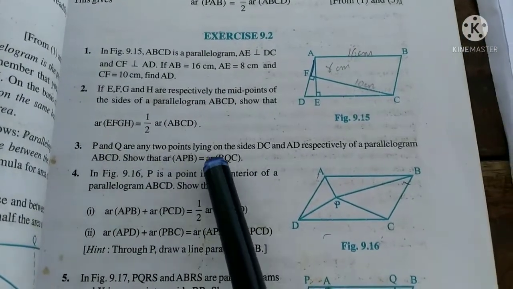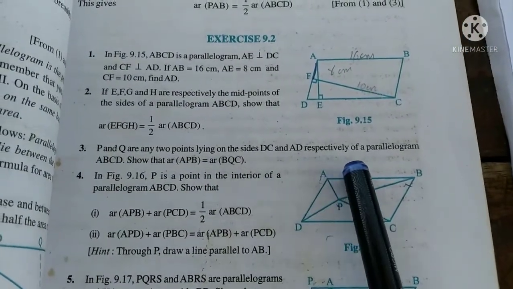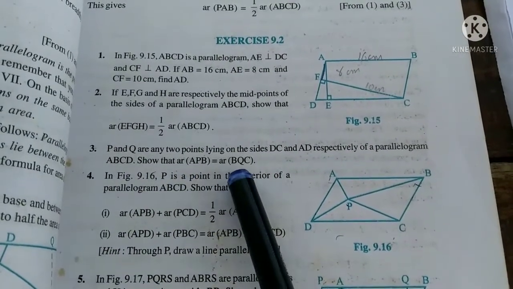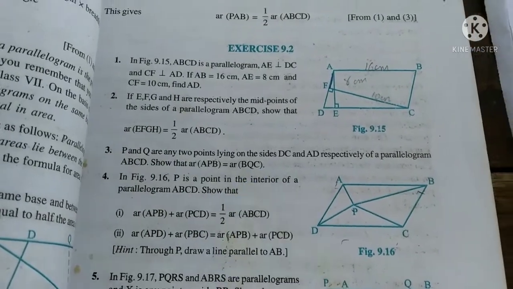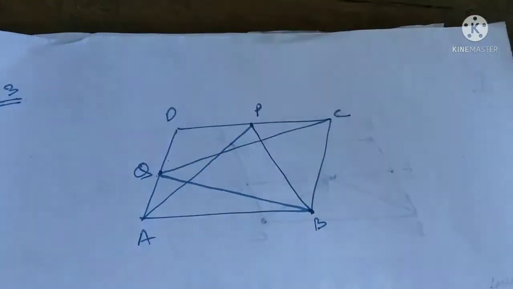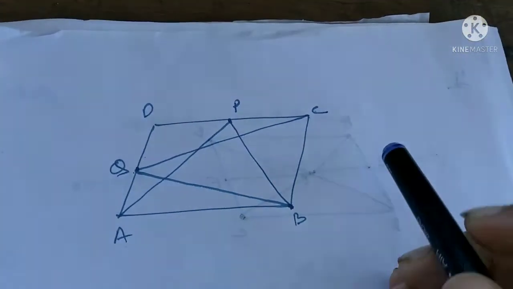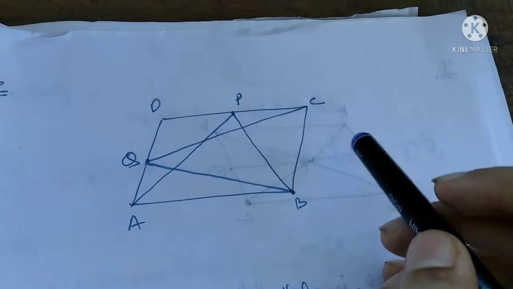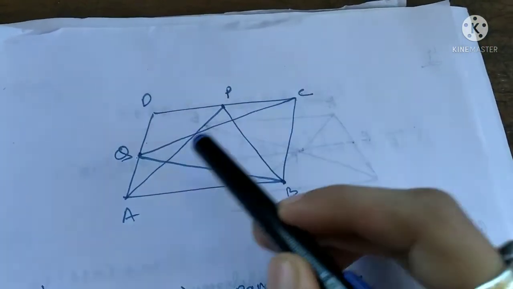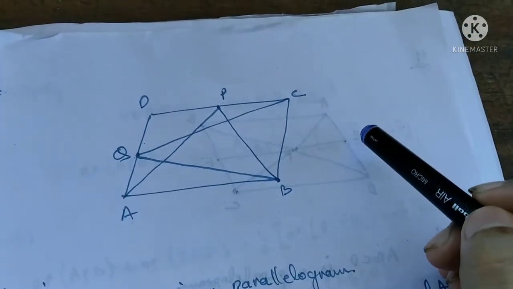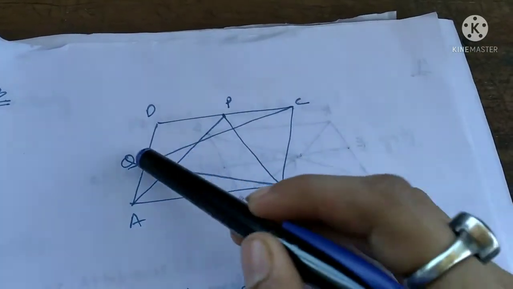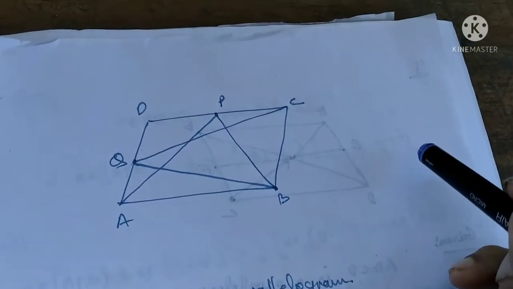P and Q are any two points lying on the sides DC and AD respectively of a parallelogram ABCD, so that area of APB is equal to area of BQC. So question number 3, this will be your diagram. ABCD is a parallelogram given, and P and Q are two points lying on sides DC and AD respectively. I have to show that area of APB is equal to area of BQC. This one I have to show.